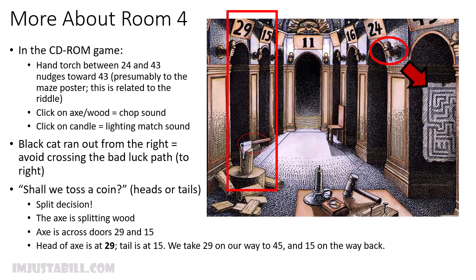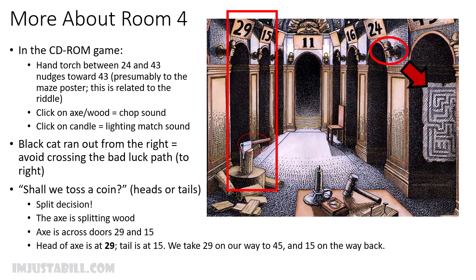Now, the guide says, shall we toss a coin? So that would imply there are 2 rooms they're trying to think of and trying to toss a coin to pick one or the other. So toss a coin for heads or tails. Well, that indicates a split decision. And if we look at the room, we see that there's an axe splitting some wood. And notice that the axe spans doors 29 and 15. Interestingly enough, the head of the axe, the metal part, is on 29. The tail is over 15.